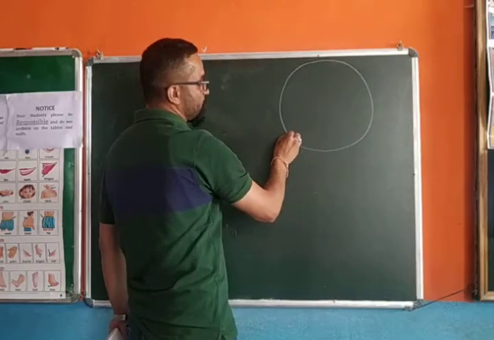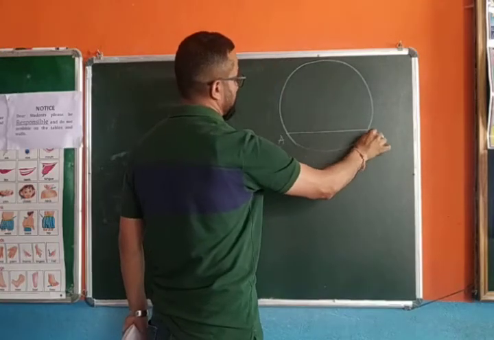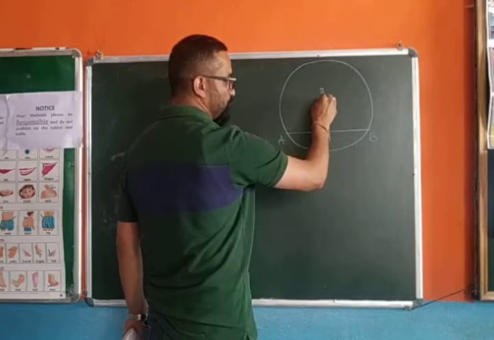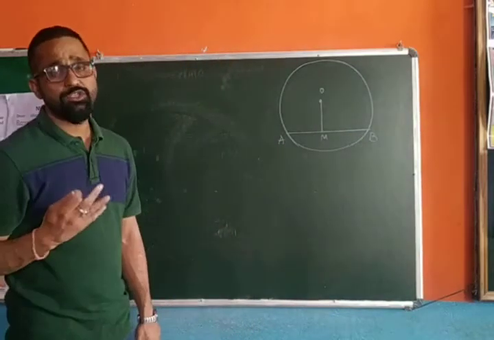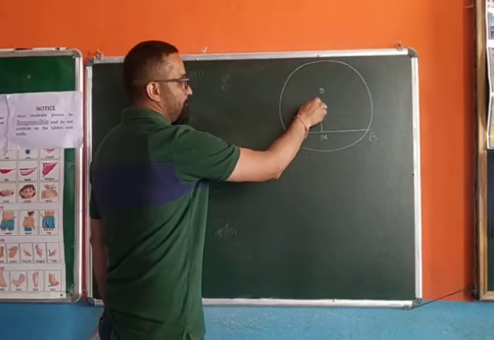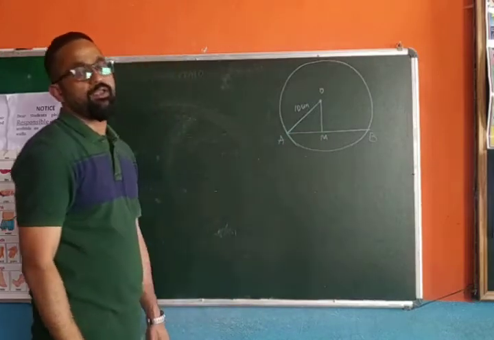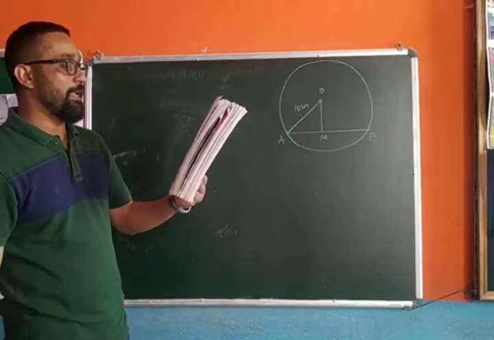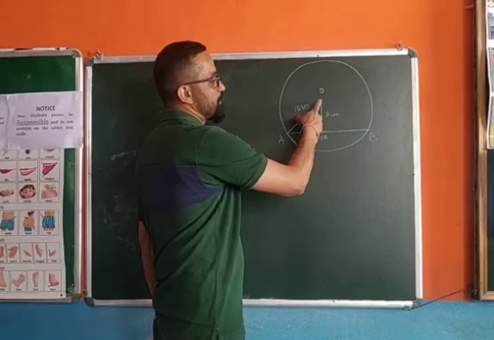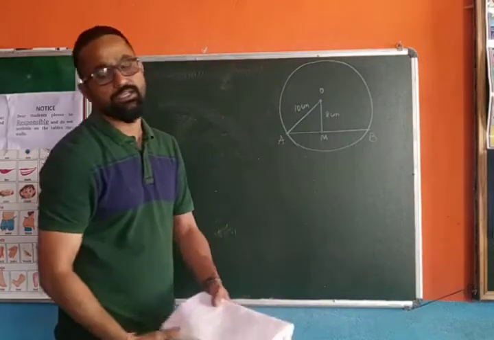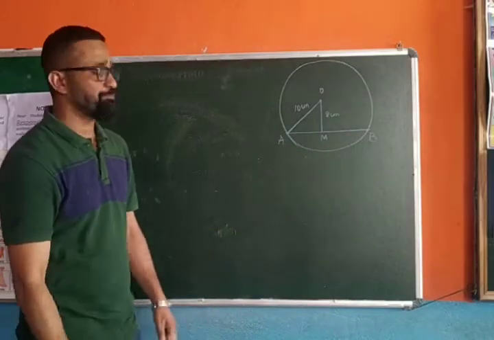You have to calculate the length of the chord AB, center O, perpendicular AM. Same circle means same radius, which was calculated in the first part. It is at a distance of 8 centimeter from the center. The distance between the center and the chord is 8 centimeter. You need to calculate the length of the chord.